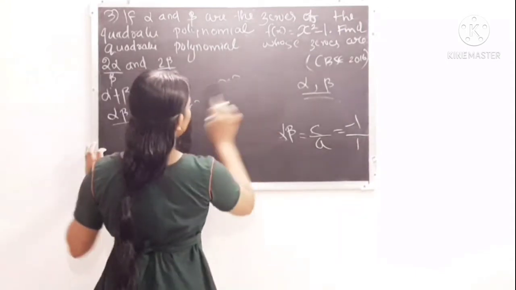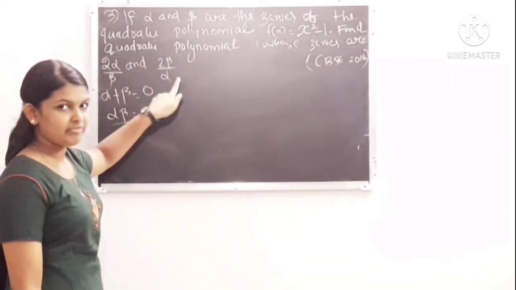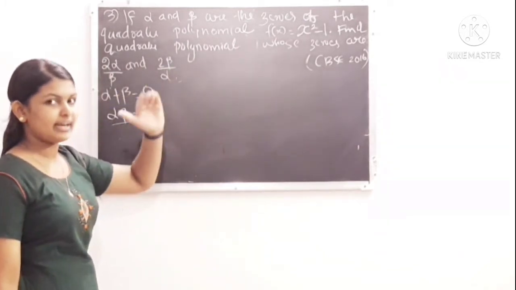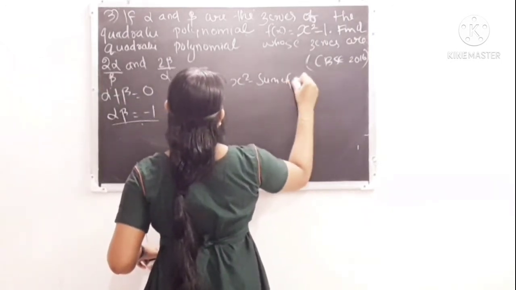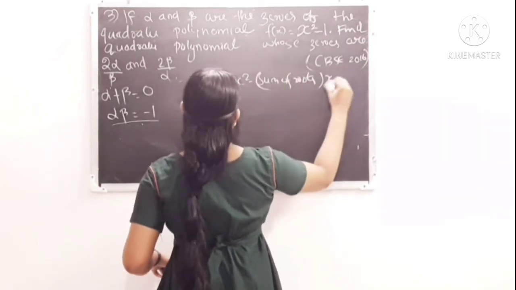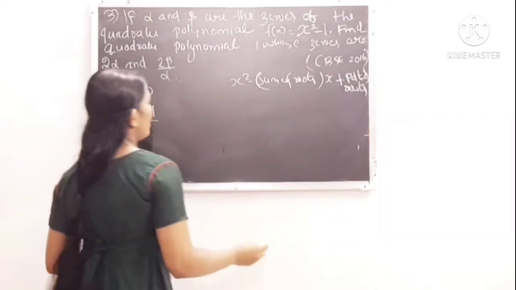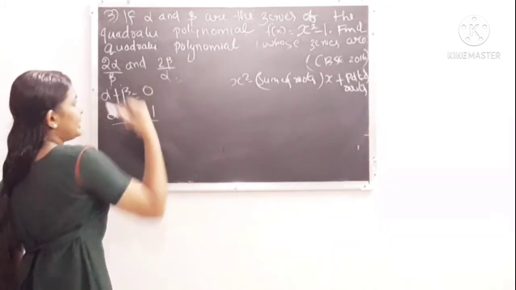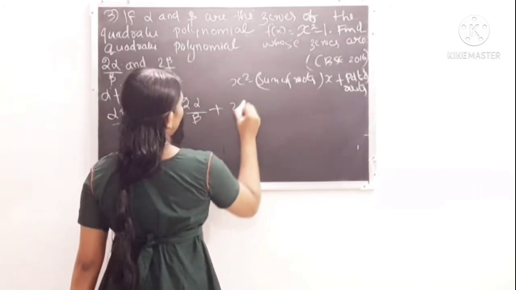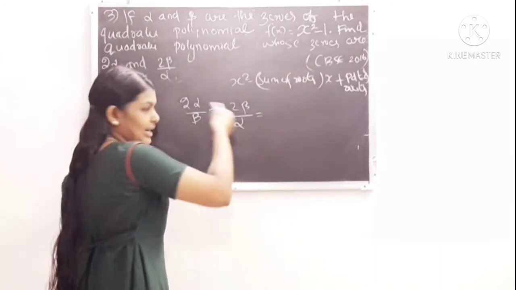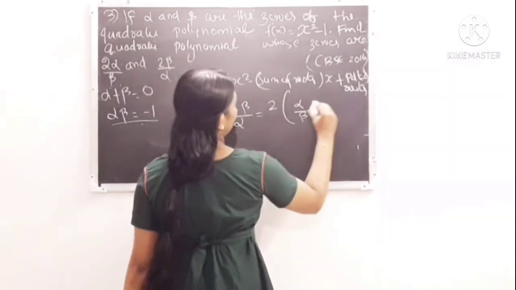Now we are asked to find the quadratic polynomial whose zeros are 2 alpha by beta and 2 beta by alpha. We already know that we can write a quadratic polynomial as x square minus sum of the roots into x plus product of the roots. Here the roots are 2 alpha by beta and 2 beta by alpha. So the sum of the roots means 2 alpha by beta plus 2 beta by alpha. But we have to take this 2 as common, so taking 2 common, alpha by beta plus beta by alpha.